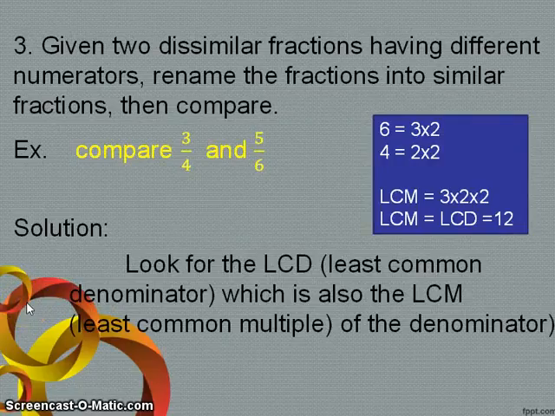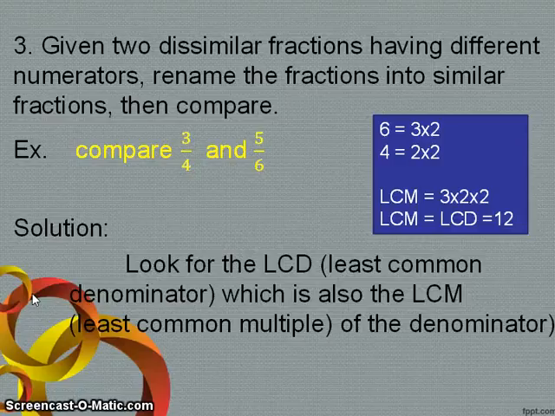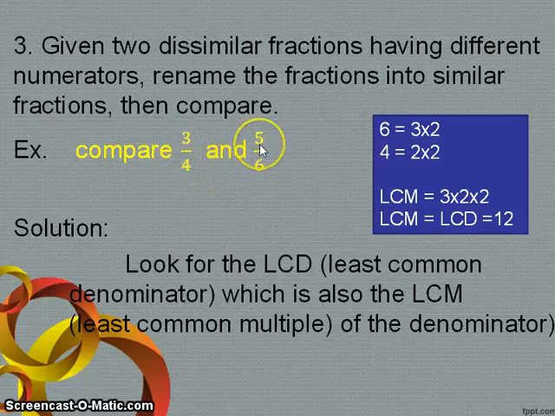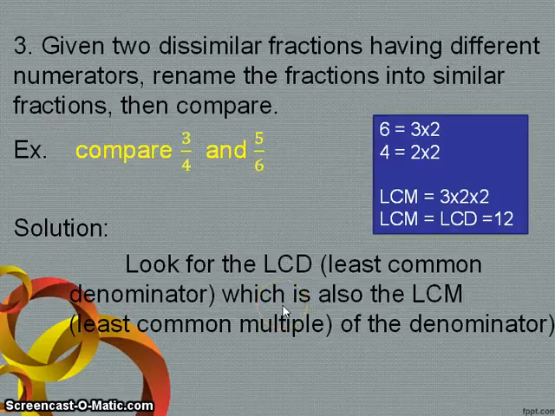Now, if we are given two dissimilar fractions having different numerators, we should rename the fractions into similar fraction pairs, and then we can compare. So in this example, we have dissimilar fractions, different denominators and different numerators. So the solution is to look for the LCD, which is also the LCM of the denominators.